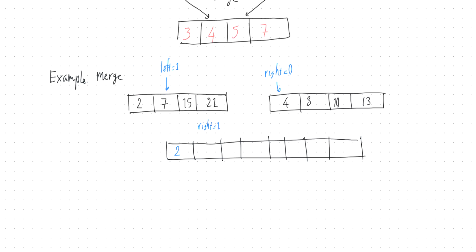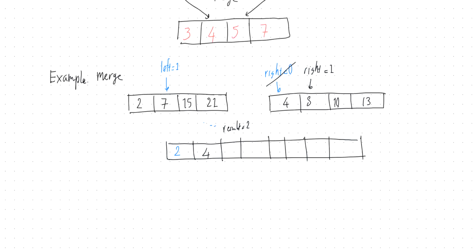Now we compare what's on the left side at index 1, which is 7, and what's here at index 0, 4. 4 is smaller, so we copy 4 down here. And then, since we are done with this, we move right to the next position. So right is equal to 1, and also result. This should be result, not right. Result should move to the next position as well. The result is now 2.